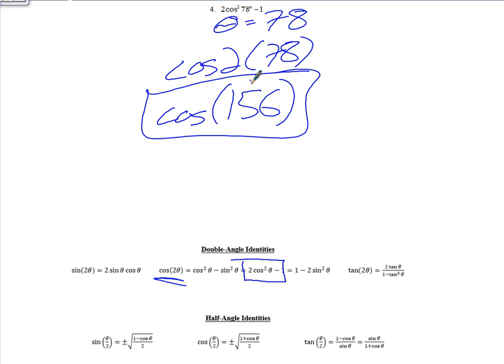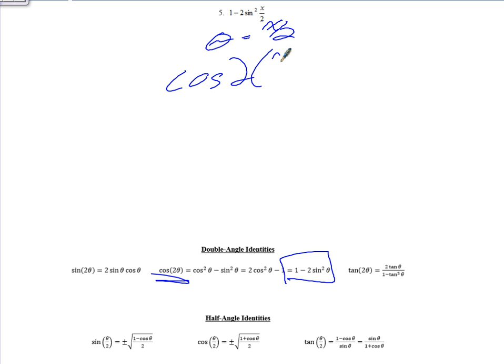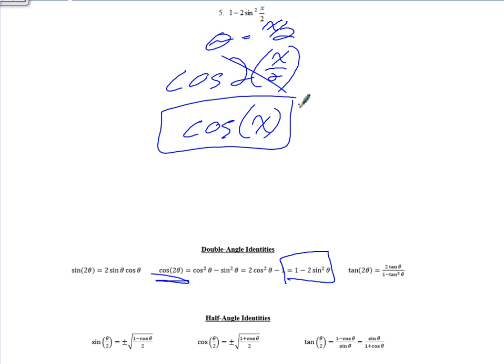So again, these first couple are pretty elementary. You're just finding the identity that it matches up with and plugging theta back in to that identity. So here we're going cosine 2 theta. So cosine of 2 times x over 2, which is simply just cosine of x, which is your answer. Those 2's cancel out.